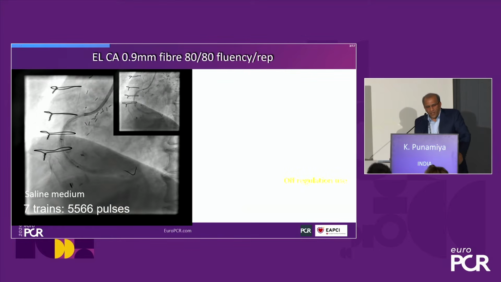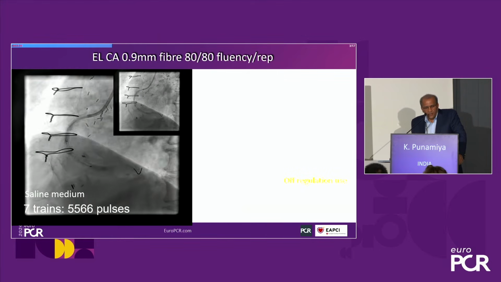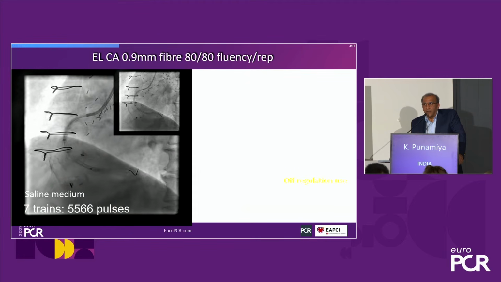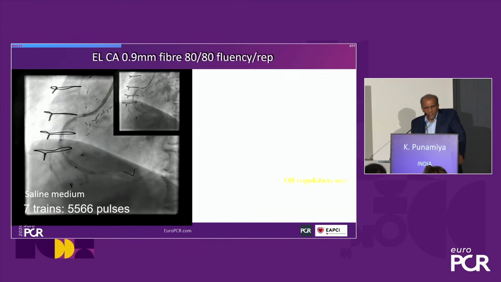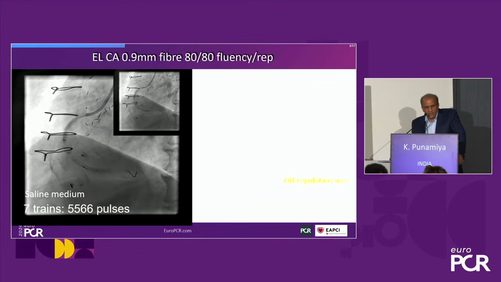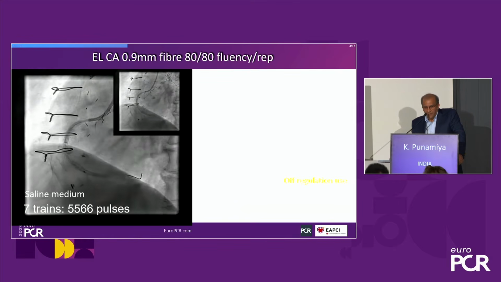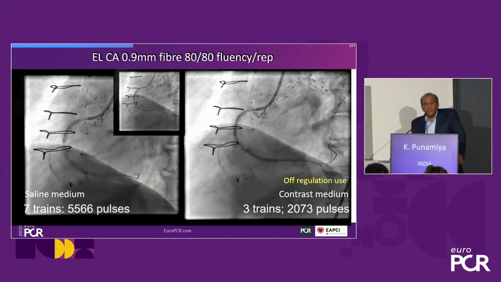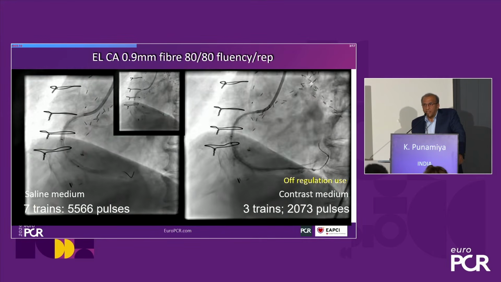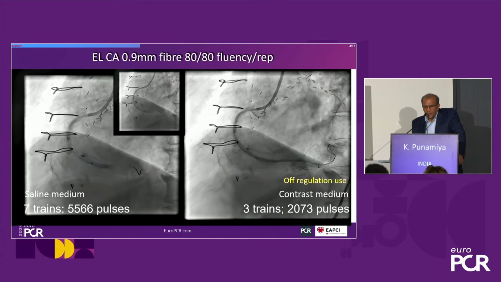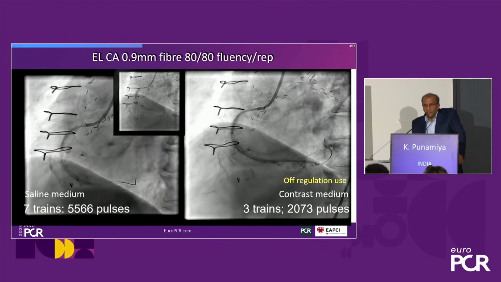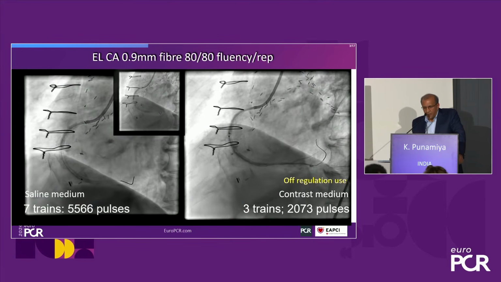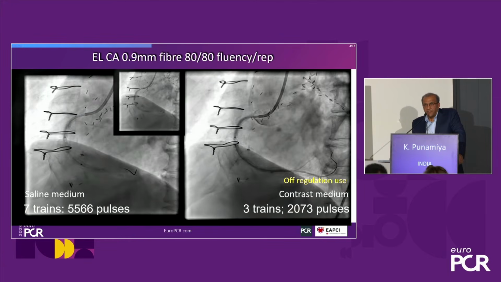What we did was we had a guide extension catheter down, and we had a 0.9 fiber. You can see that we used saline irrigation. We lased in saline medium, 7 trains, 5,566 pulses delivered there, and then proceeded with off-label use, which is with contrast. We used undiluted contrast in this particular case with 3 trains at 2,073 pulses delivered, and we made sure that there was an effective passage of the laser catheter into the distality of the artery.